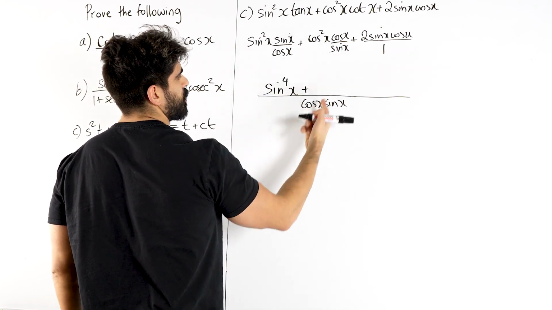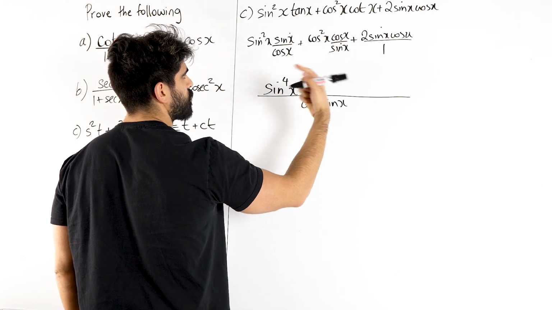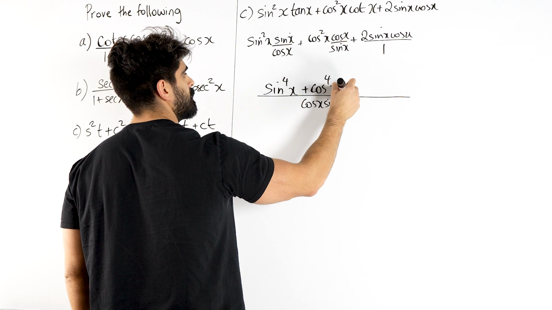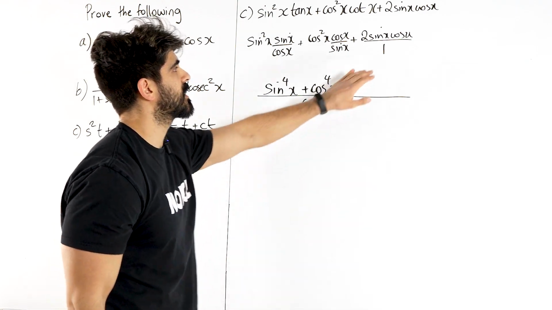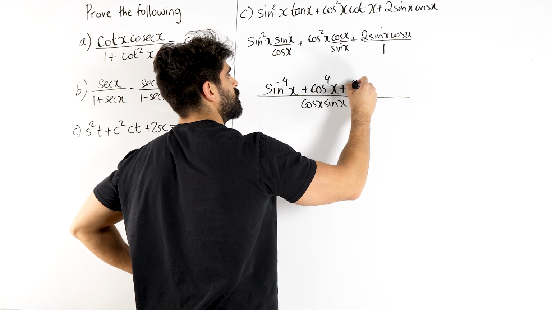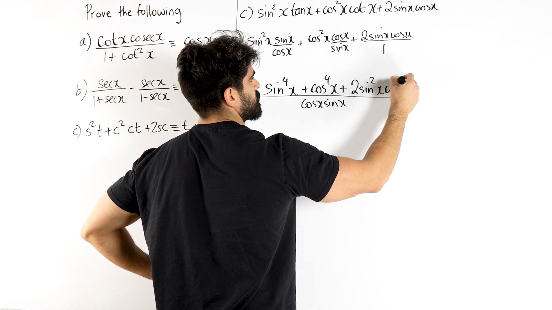This one is missing cos. So I'm going to times top and bottom by cos. When you multiply that by cos, it becomes cos squared. Multiply that, cos to the power 4. Plus, now this, I literally have to times top and bottom by sine cos. This is going to become 2 sine squared x cos squared x.